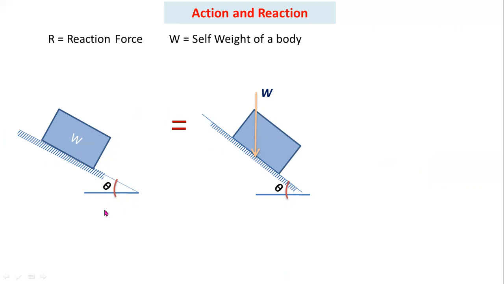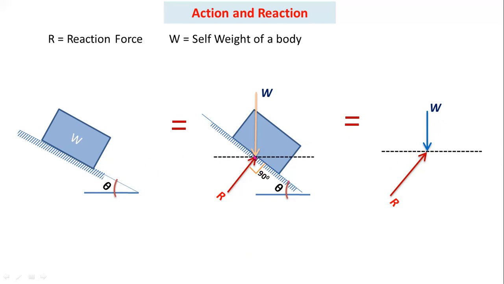We already know that reaction force always makes an angle of 90 degrees with respect to the support. So you have to consider a line perpendicular to the given inclined plane. This reaction force makes an angle of 90 degrees with respect to the support. This is the self-weight W, and this is the reaction force R.